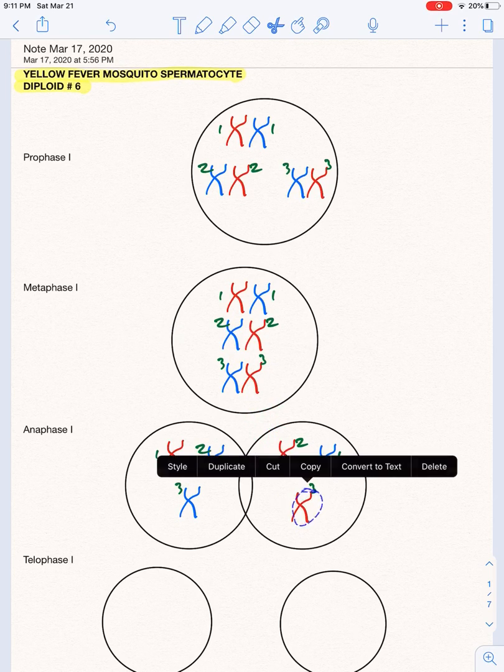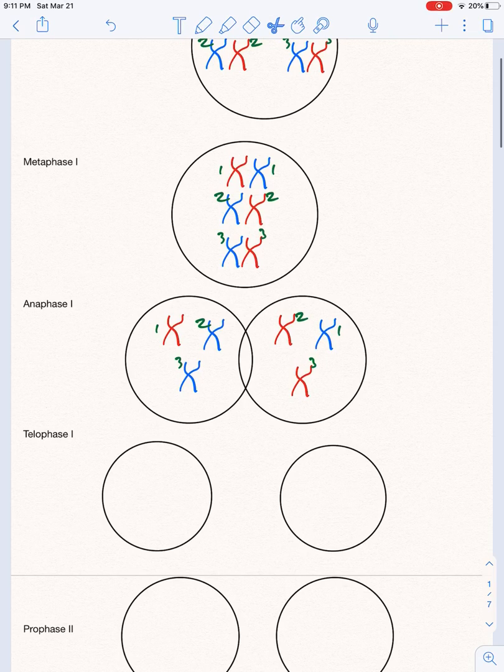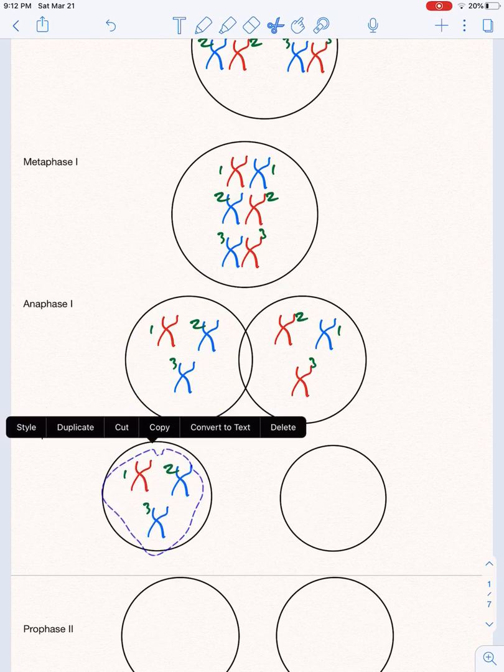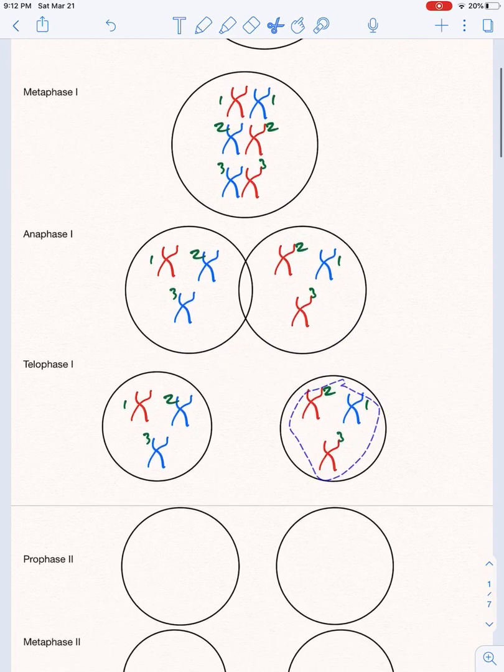And essentially, we're on our way to having 2 cells that have 3 chromosomes each. Telophase 1, there's some other things going on, but we're going to represent here that literally we are taking these guys, and now we have 2 completely different separate cells. And that's the end of meiosis 1.